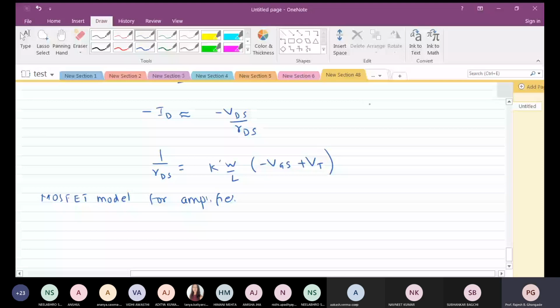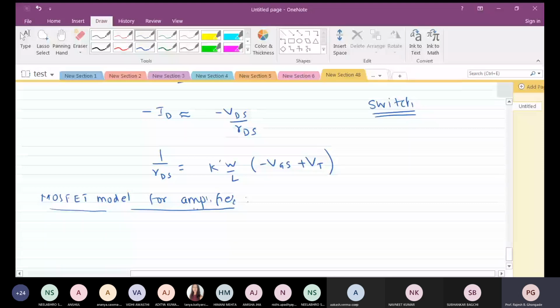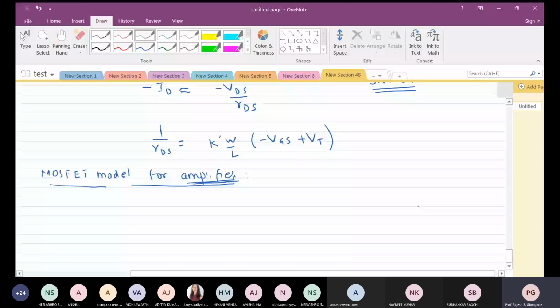Now we are going to see the model for the MOS transistor when it is used as an amplifier. Just like what we had for bipolar junction transistor, the device can be used as a switch as well as an amplifying device. So the first order model of the N-channel MOSFET in saturation.